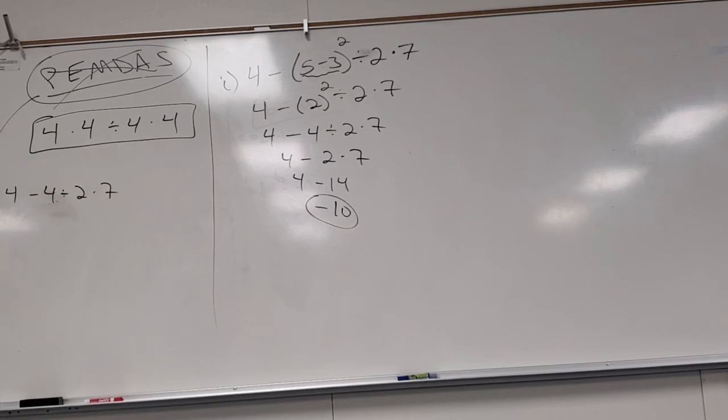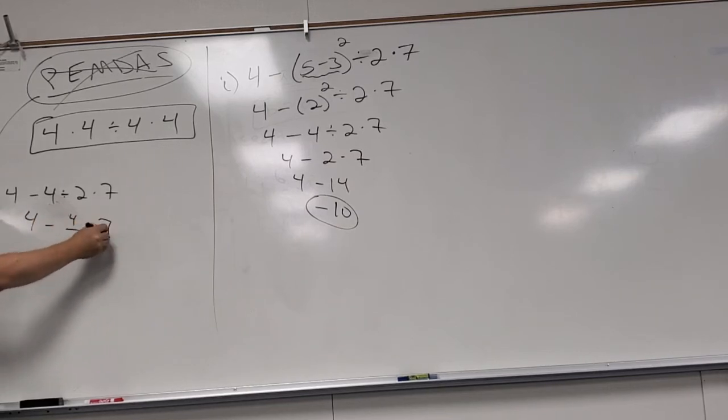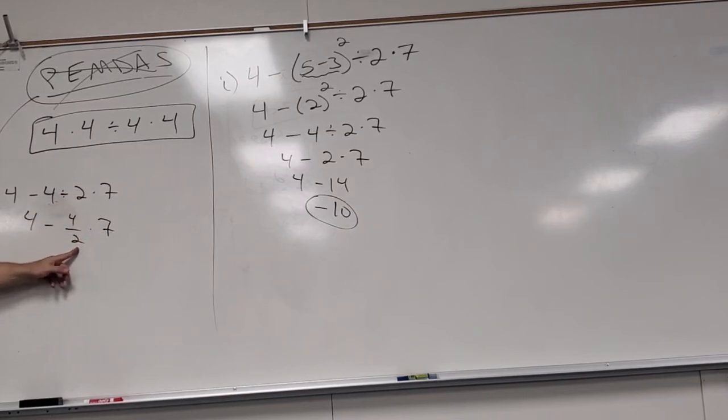Okay. How can I rewrite 4 divided by 2? It's another way to write that: 4 over 2, right? So it'd be 4 minus 4 over 2 times 7. Now, if you made this 14, how did you get that 7 to come down there, right?